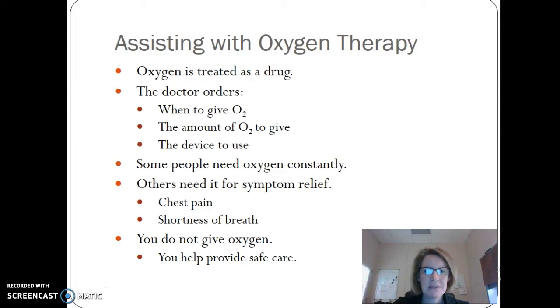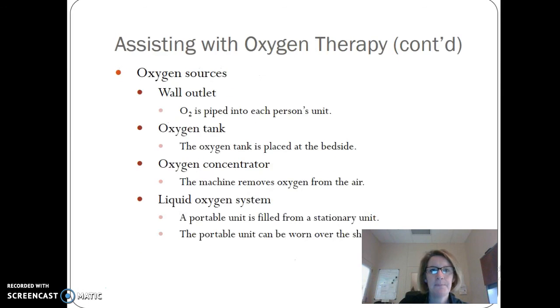Maybe they're, for whatever reason, having some shortness of breath. We see a lot of times with sports players, football players, that after they've been running out on the field and they're in cold weather, that they need some supplemental oxygen, and they'll take in some of that oxygen before they go back out onto the field. You do not give oxygen, you just help provide safe care to those patients who have oxygen being administered to them.